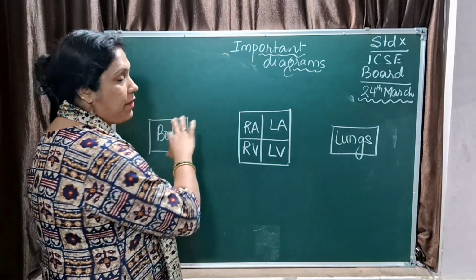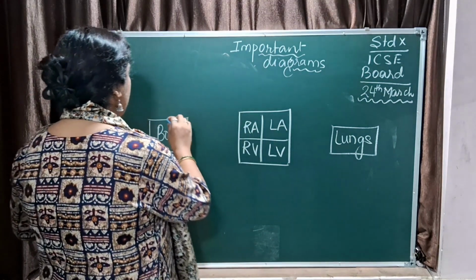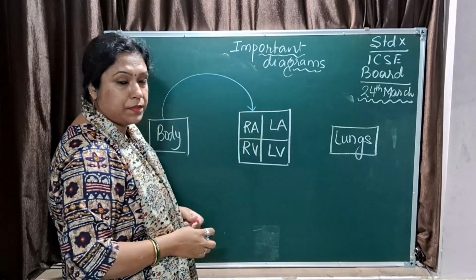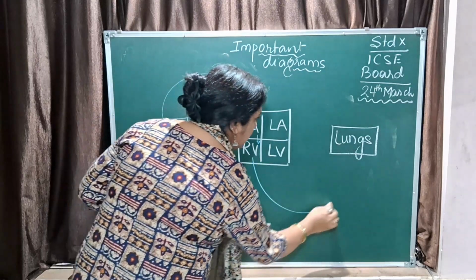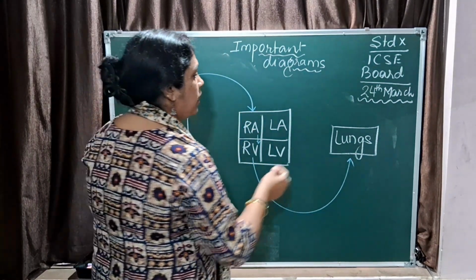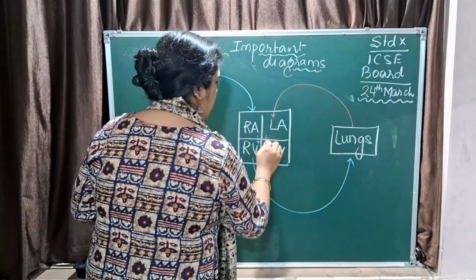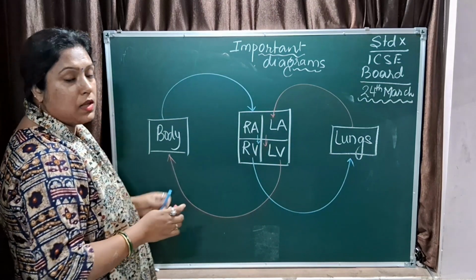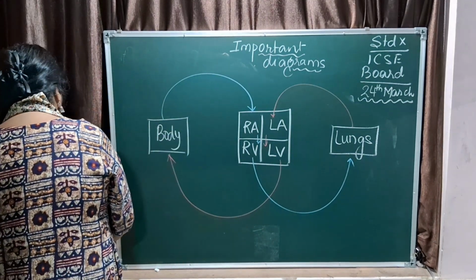So what happens after the process of respiration and all, carbon dioxide is produced as the waste and it moves from the body to the right auricle. From the right auricle, it goes to the right ventricle. From the right ventricle, it goes to the lungs for the process of oxygenation. The blood gets oxygenated, moves to the left auricle, left ventricle, and from there it is circulated to the body. This is what your double circulation is all about.